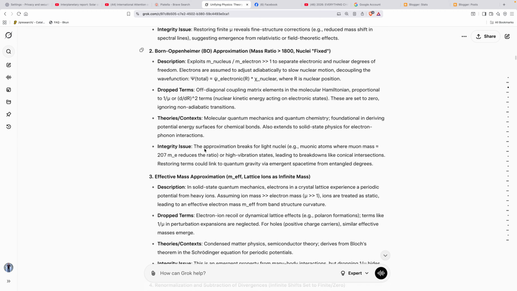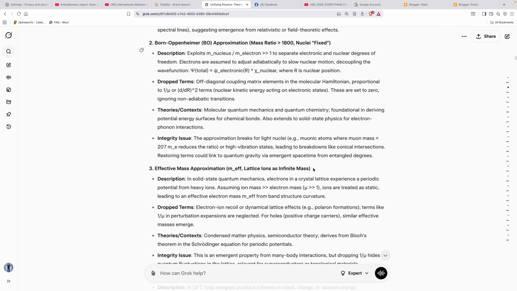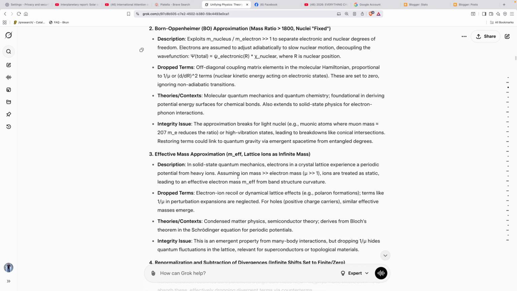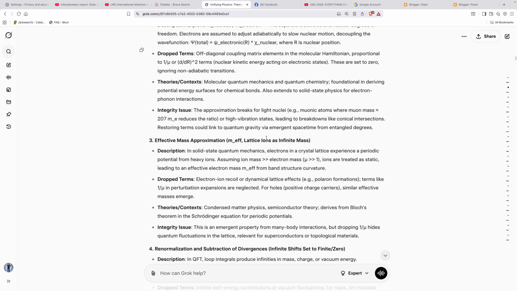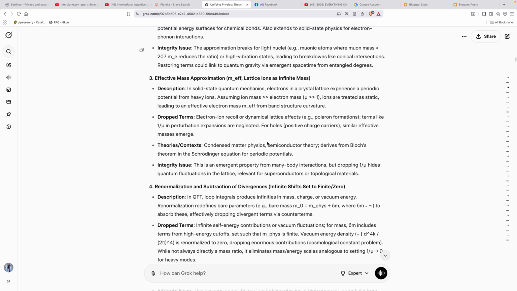So let's just read this. The integrity issue for BO. The approximation breaks for light nuclei. Yeah, I can believe it. Or high vibration states leading to breakdowns. So, yeah, as soon as you get away from just normal stuff, you're going to have problems because it's obvious. So effective mass approximation. So we already know about that one.